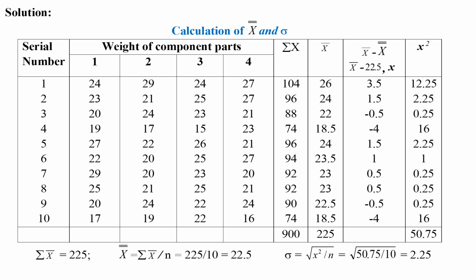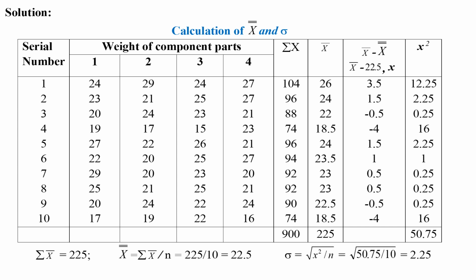Then the sum of the 4 variables in columns 2, 3, 4 and 5 should be added and written in the 6th column. Example: 24 plus 29 plus 24 plus 27 equals 104. Like that, all values in the rows should be calculated. Then all these values should be divided by 4 to know the mean, that is, x bar, and should be written in the 7th column.